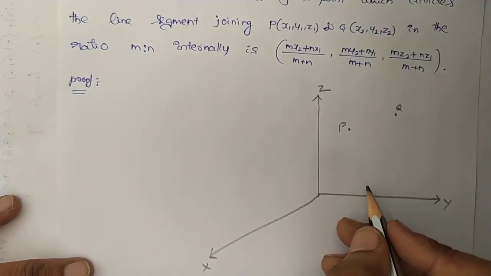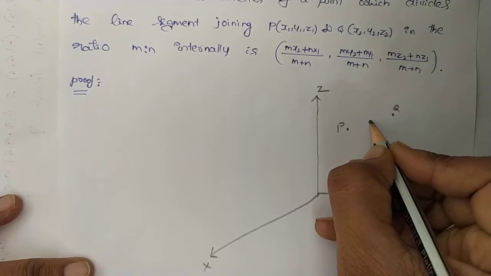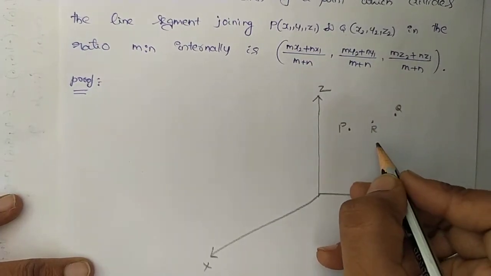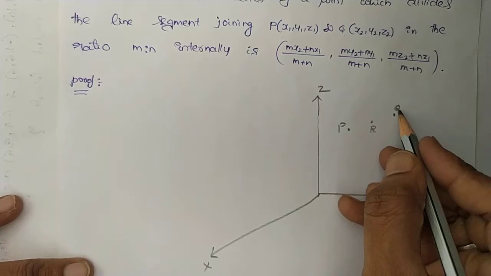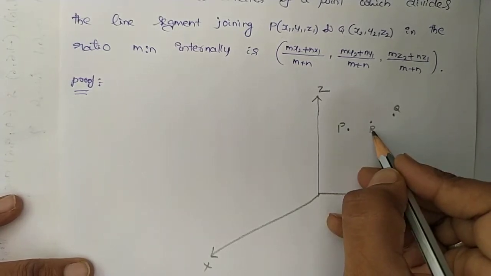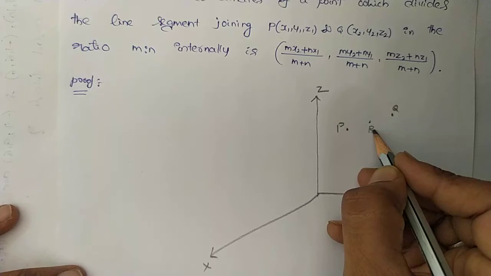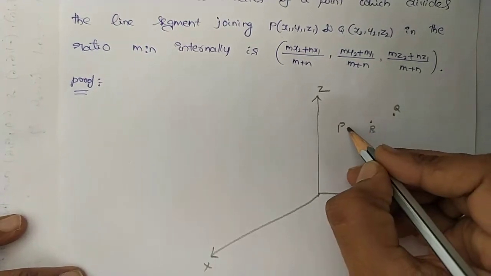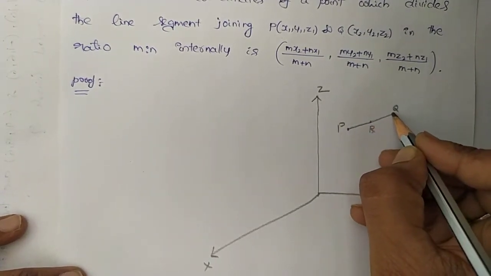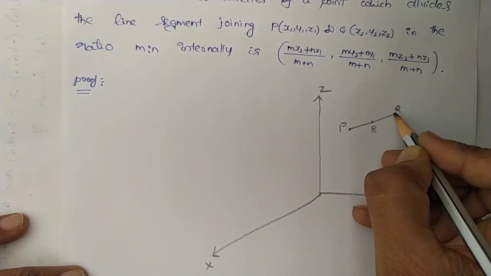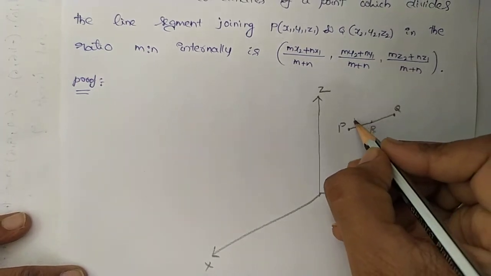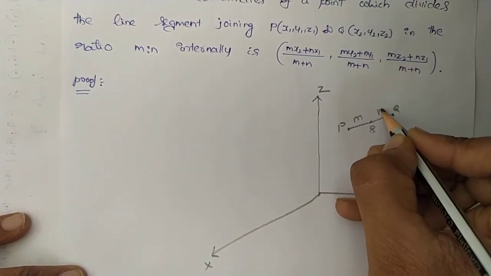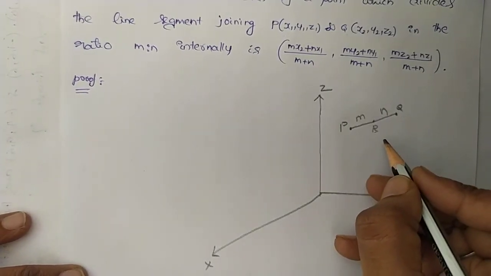Next, let us consider the point R with coordinates (x, y, z). P is (x1, y1, z1), Q is (x2, y2, z2), and R is (x, y, z), a point on the line PQ which divides it in the ratio m:n internally.